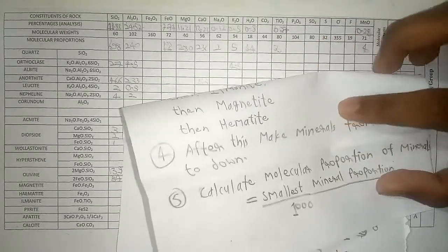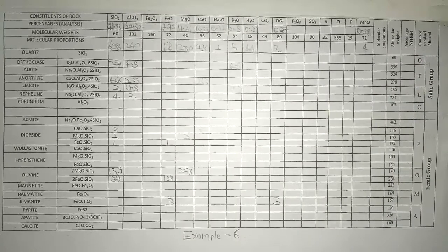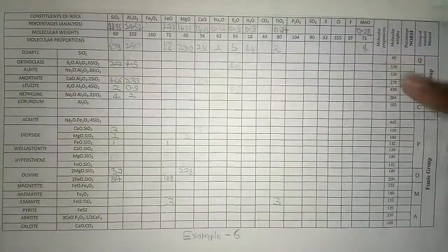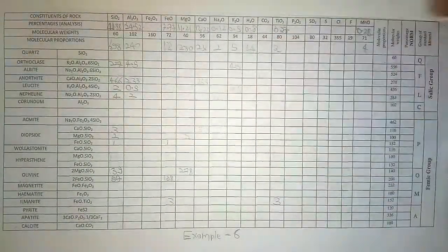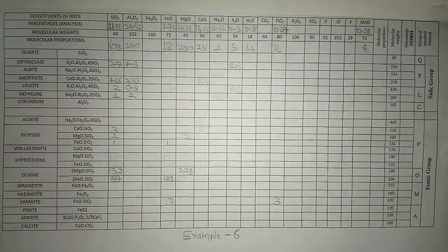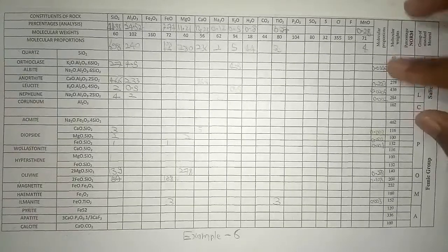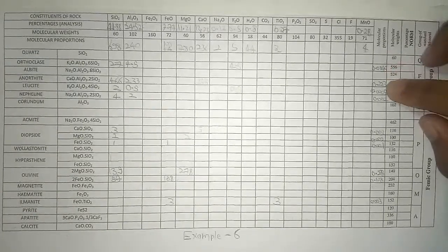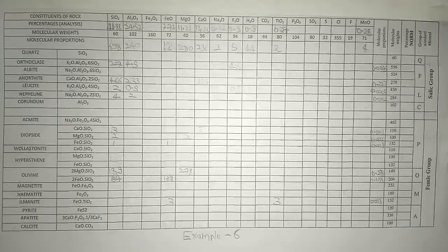And after doing all these things, we have to go to the fifth step, that is calculation of molecular proportion of minerals. So the smallest mineral proportion, divided by 1000. So this is the molecular proportion, and here the smallest number is 4.5, so dividing it by 1000. And here 233 is the smallest number, so I will divide it by 1000. It is 0.5 divided by 1000. So I will do it fast. So I have done the molecular proportion here. Also I have written here: it is 0.0045, 0.0023, then 0.0005, then 0.002, then 0.003, then 0.002, then 0.001, then 0.278, then 0.108, and here is 0.003.